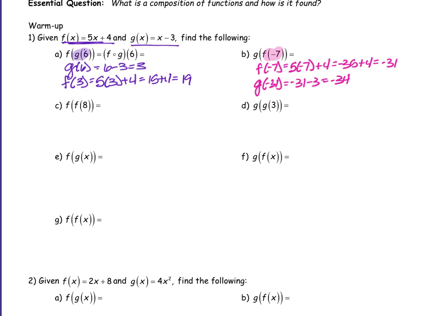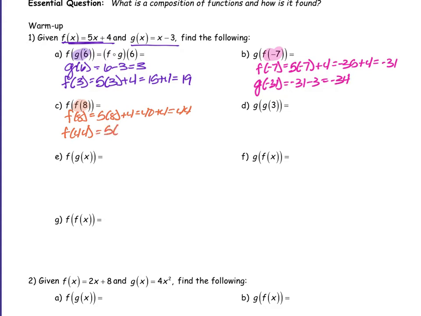And then this one says I'm going to find f of 8 first. So I find f of 8 is 5 times 8 plus 4, which is 40 plus 4, or 44. And then I'm going to plug it back into f again. So I can do that.